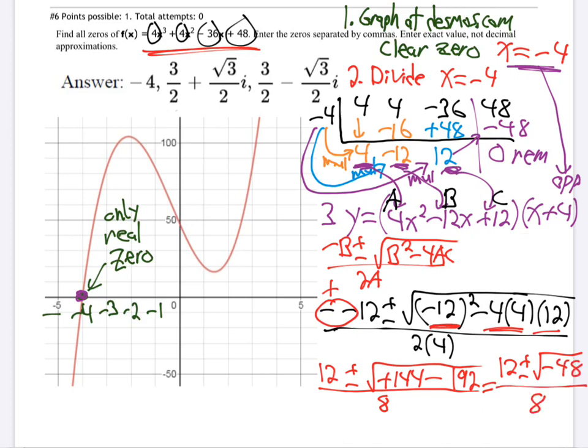So remember, what do we do with a negative inside of a root? We grab it and throw out an I. It means it's imaginary. It's not real. You can't take the square root of a negative number. So now we bring it over here. We have 12 plus or minus I root 48 all over 8. Now, right, we got the negative out of the root. It comes out as an I to the front of the root.